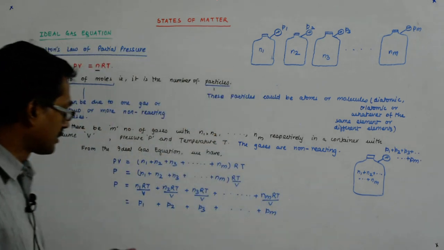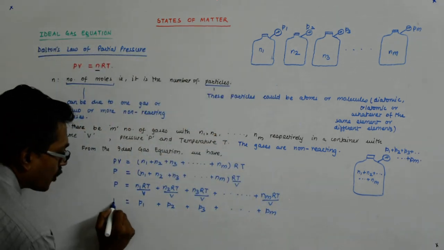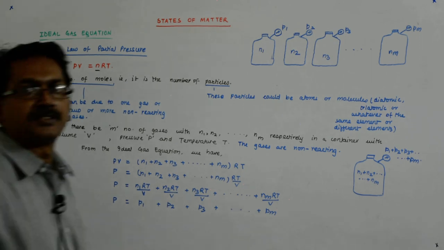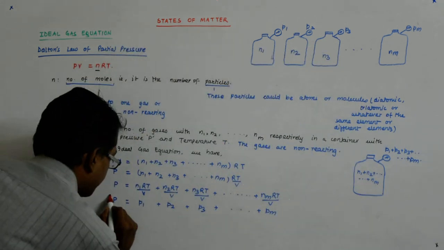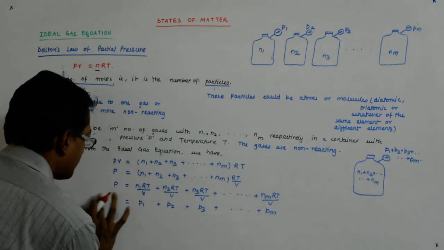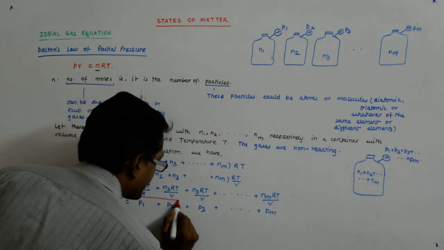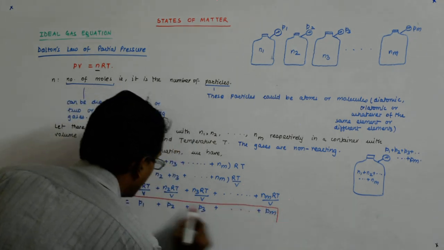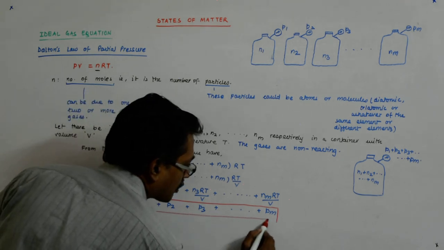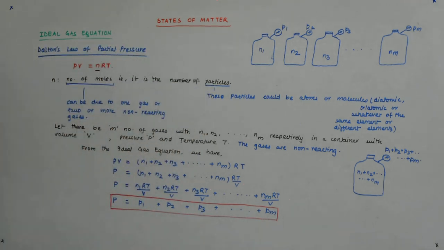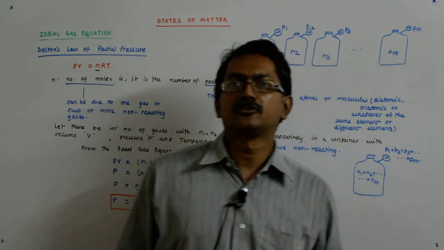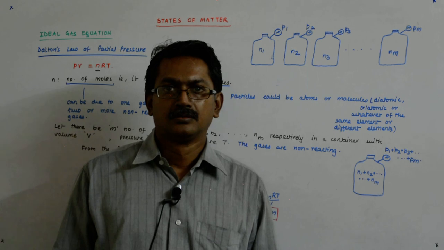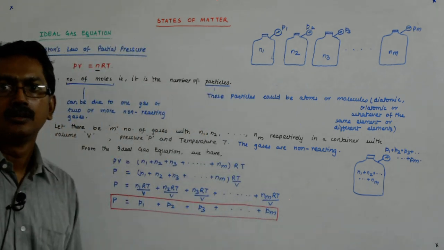And it's so brilliant, right? It's really so brilliant that your total pressure is the sum of the partial pressures. And that gives me the definition for partial pressures. So what is the partial pressure? Partial pressure is the pressure that would have been exerted by a particular gas had it been put individually into a container of same volume at same temperature. And the total pressure will be the sum of all these partial pressures. This is called Dalton's law of partial pressure.